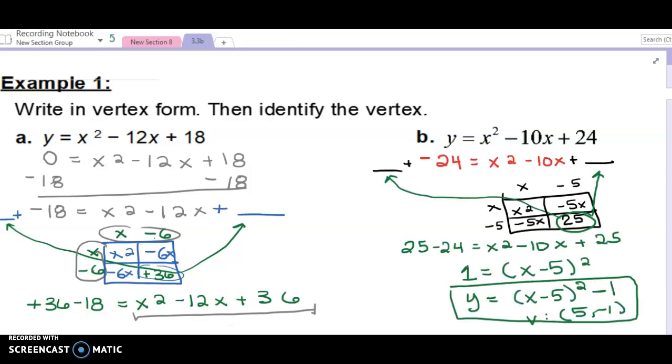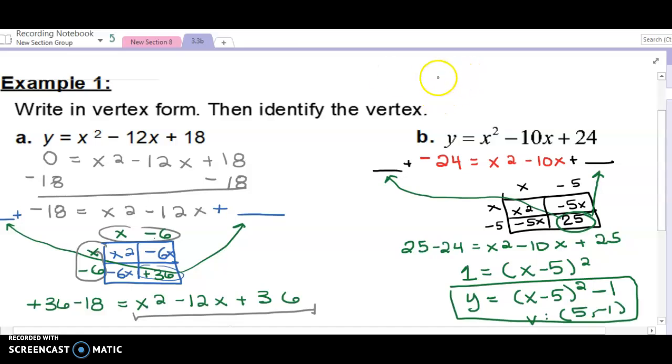All right, so hopefully you worked through B on your own, and when you did the box method, you found that 25 was the number we added to both the left and the right, so we'd get 25 minus 24, which is 1, and then x squared minus 10x plus 25 factors into x minus 5 squared. Then when we move the 1 to the other side again, our equation in vertex form would be y equals x minus 5 squared, and then our minus 1 at the end. So our vertex would be 5, negative 1.